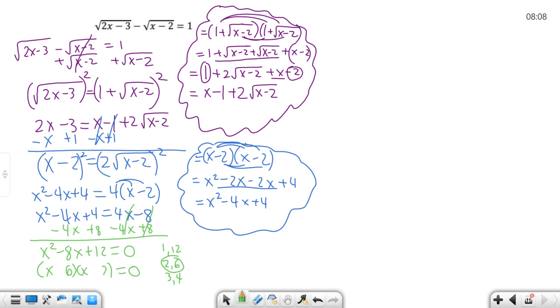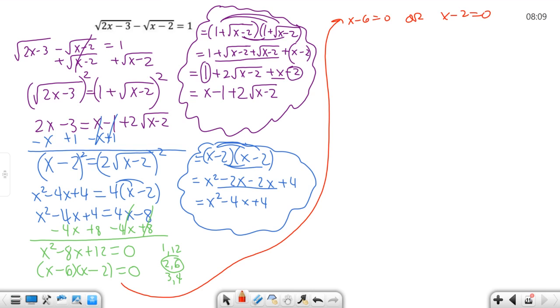So put in here x, 6 and x, 2. The signs are both negative. I know they're different right there, but the only way to get a plus 12 is to multiply two positives or two negatives. To get the negative 8x, these two have to be negative, but when you multiply them, they give you the plus 12. So now we're ready to take this up here and solve it. x minus 6 equals 0 or x minus 2 equals 0.